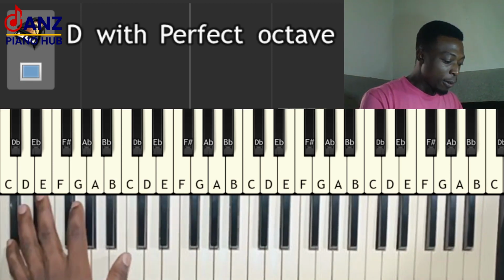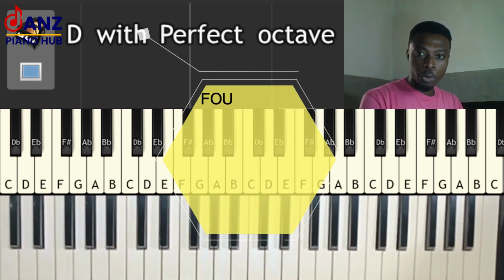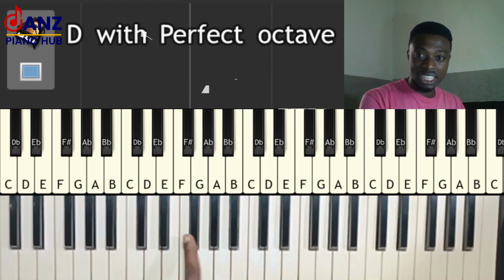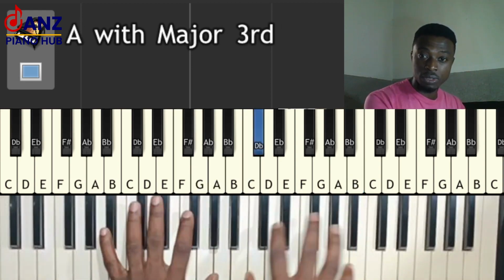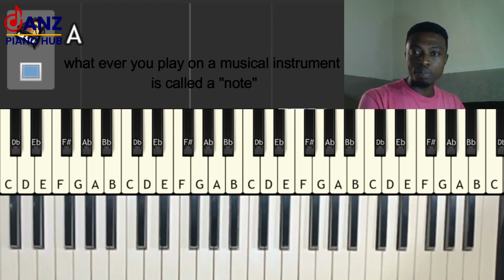So now that brings us to what we call notes. Because each and every one of these keys that you see, they have names, and we call them notes. Anything you play on the keyboard, or on any musical instrument, be it a trumpet, a violin, a saxophone, a bass guitar, an acoustic guitar, anything you play on that musical instrument is called a note.